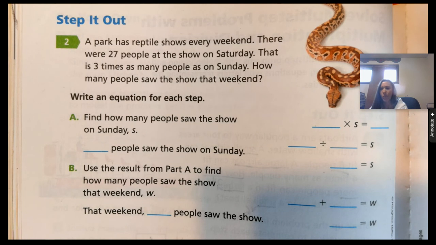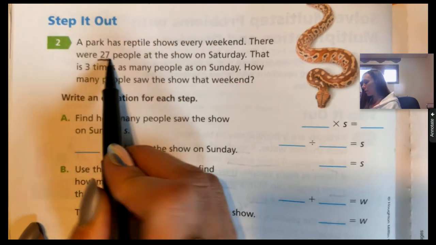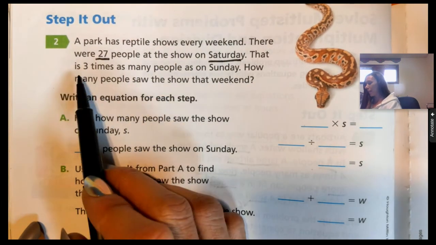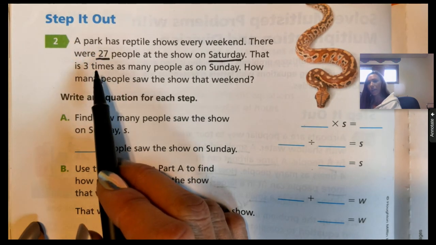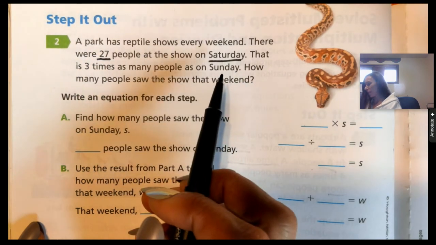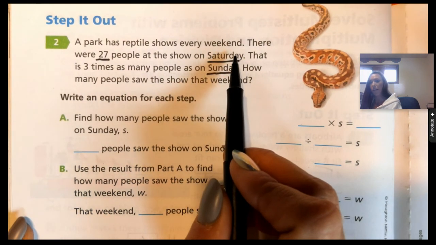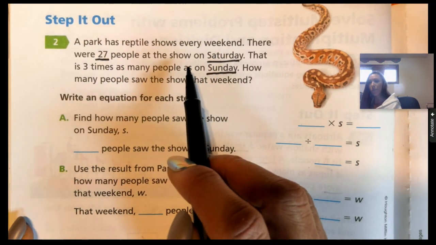Well, before we can find out how many people saw the show altogether that weekend, we need to find out about Sunday, because they told us about Saturday. They said there were 27 people there on Saturday. Then on Sunday, they said that this number, 27, is 3 times as many as on Sunday. I don't know how many on Sunday, but I know there was a lot more on Saturday. There was 3 times as many people on Saturday. There were fewer people on Sunday.